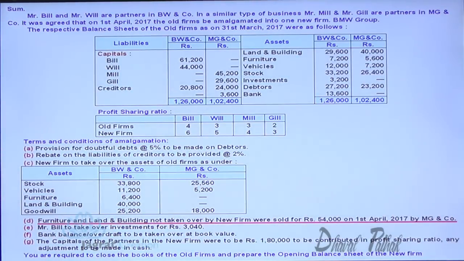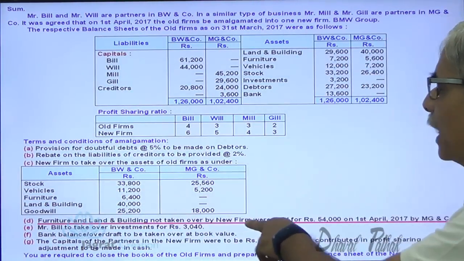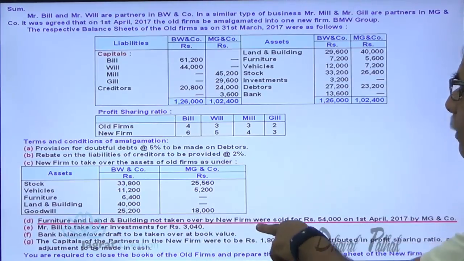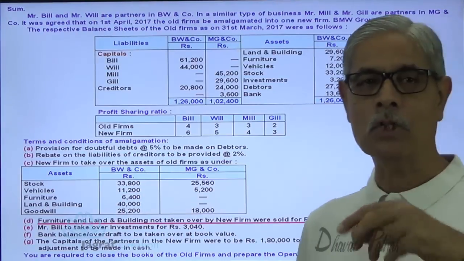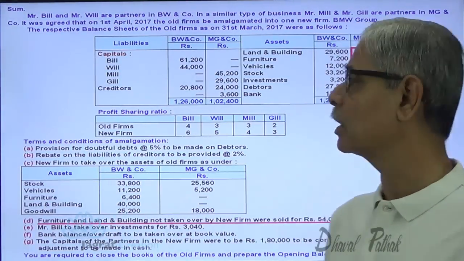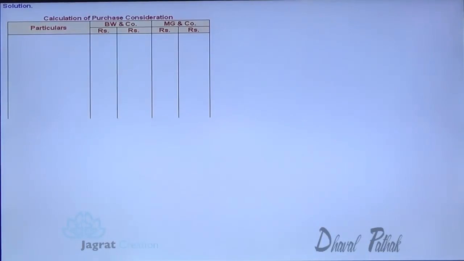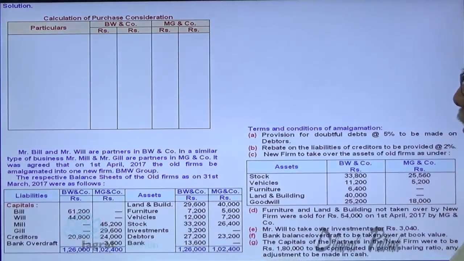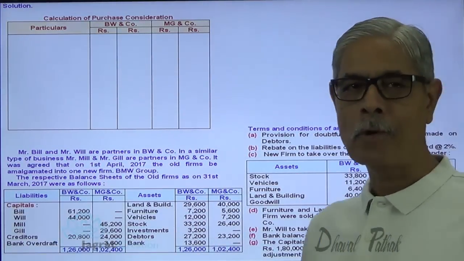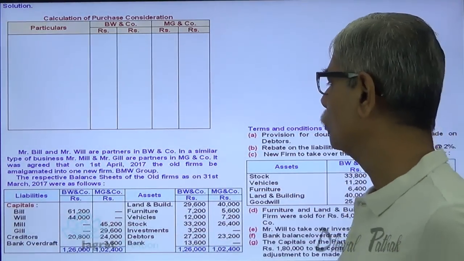Notice that furniture, land and building are not taken over by the new firm. So this is not taken by the new firm. So this is not sold to the new firm. That's an important point to be understood. Now here I prepare a calculation of purchase consideration. This is the information given to me in the sum.